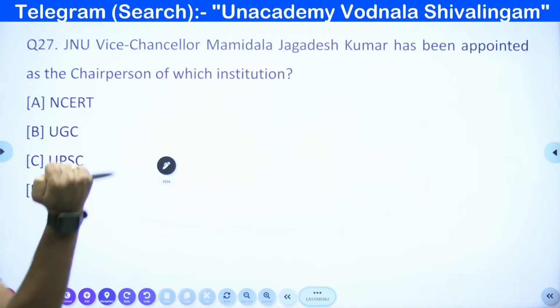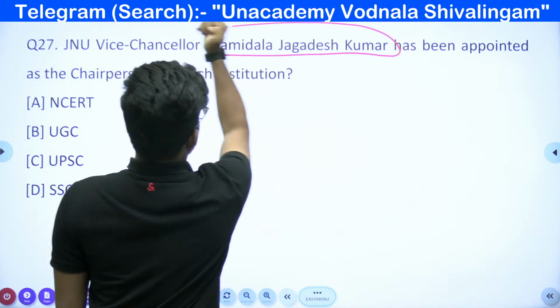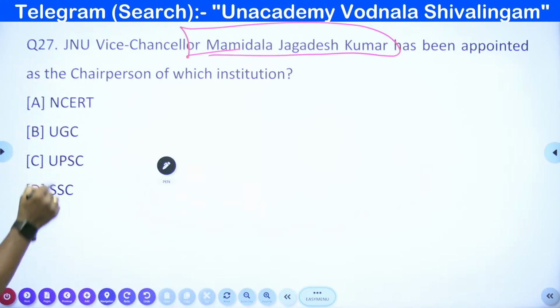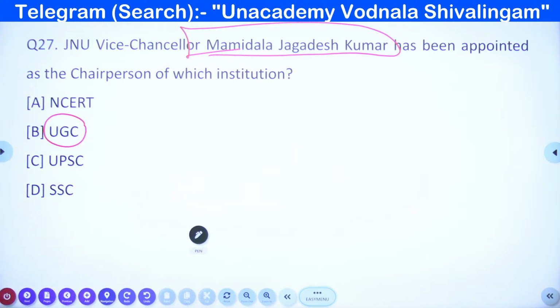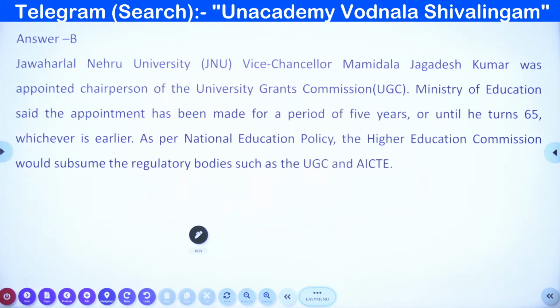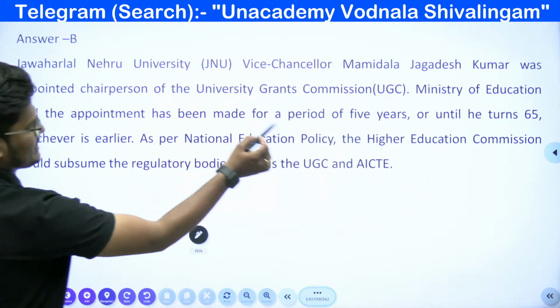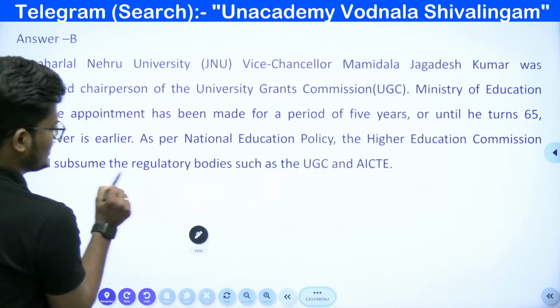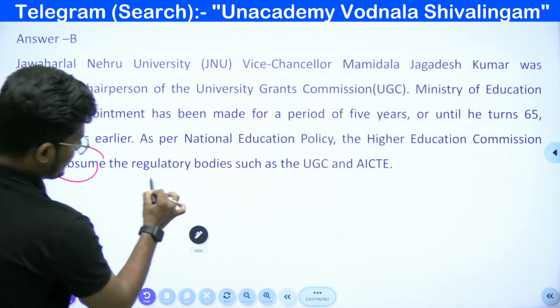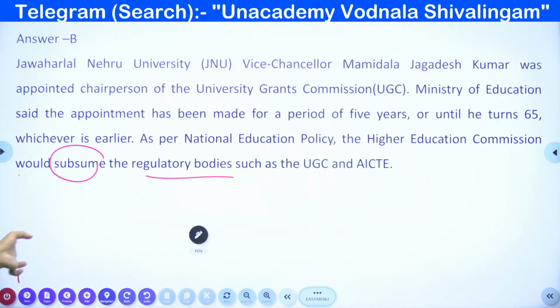He has been appointed as the chairman of the UGC, University Grant Commission. Mamidala Jagdish Kumar is the Vice Chancellor of Jawaharlal Nehru University. This professor has been appointed to the University Grant Commission for a period of 5 years, until he turns 65 years. As per the National Education Policy, the Higher Education Commission would subsume regulatory bodies such as UGC and AICTE, which are going to be merged.